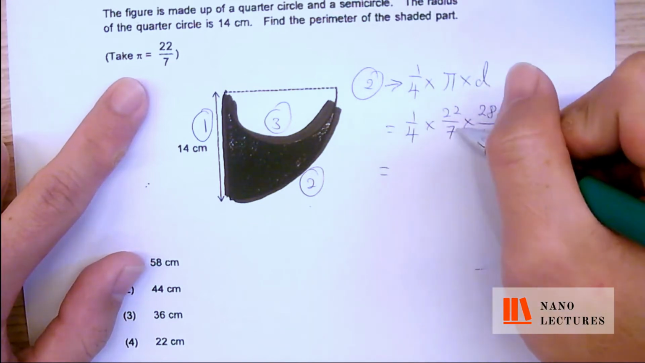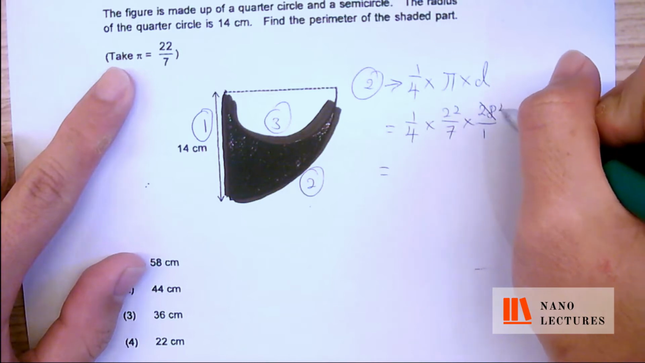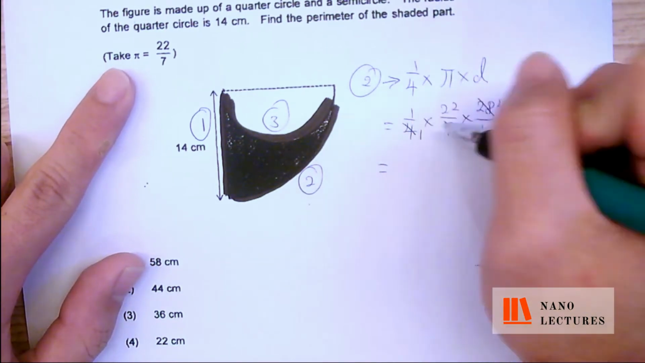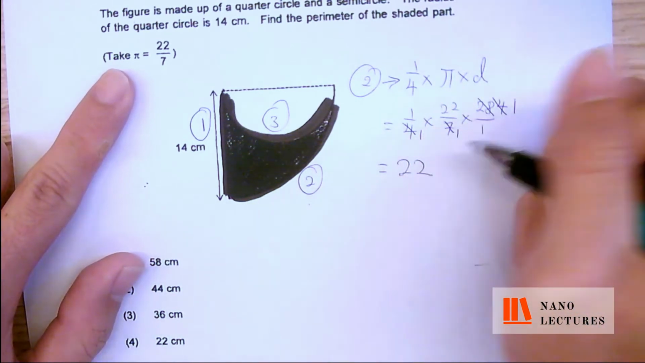I'm going to simplify this first. If I divide by 7, I get 4. Divide by 7, I get 1. If I divide this by 4, I get 1. If I divide this one by 4, I get 1. So cool, my answer will be 22. Okay, so I have number 2.